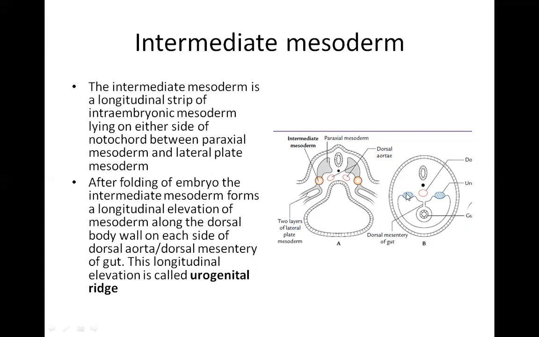So this intermediate mesoderm forms a longitudinal elevation of the mesoderm along the dorsal body wall on each side of the dorsal aorta or the dorsal mesentery of the gut. So this longitudinal elevation is called the urogenital ridge, which will be giving rise to our urogenital system.